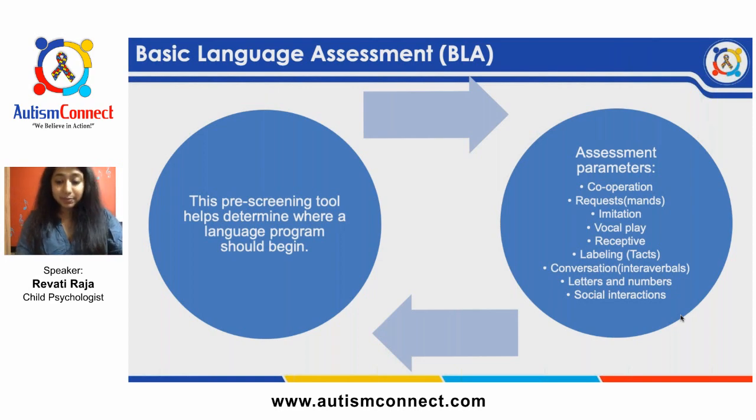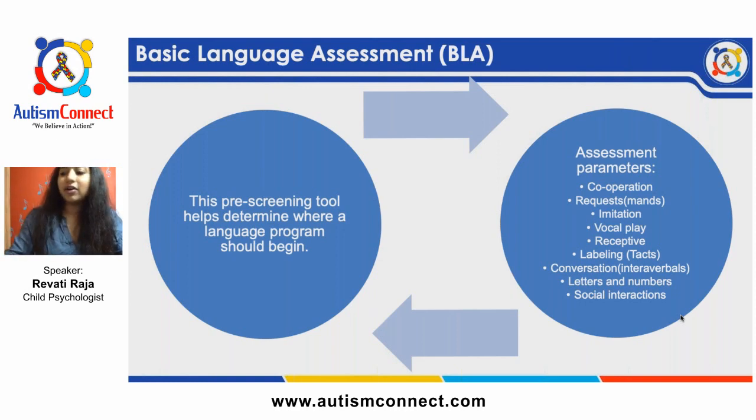It also looks at vocal play. It looks at receptive. Receptive here means when a child is able to understand the instructions given and actually do it. That becomes an important part in teaching, when a child is able to comprehend and carry out instructions. Then there is labeling, which is also called tacting. It's being able to tact, which means name particular things. So when you present a particular item like this, the child is able to say that it's a pencil or a pen.